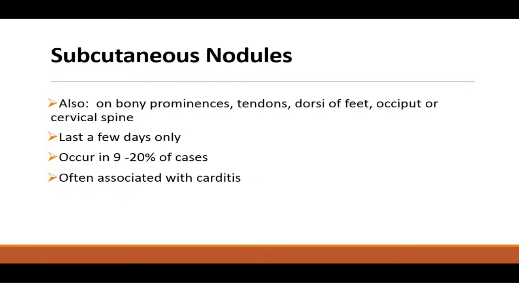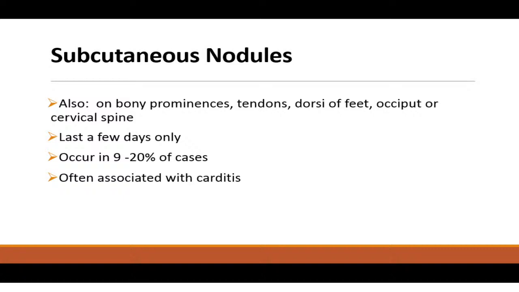Also, they can be on bone prominence, tendons, dorsal feet, occiput or cervical spine sometimes. They can be present for a very short period of time, lasting only a few days. That's why when a patient asks for medical help, there can be nothing already. So they disappear quickly. They occur in 9 to 20% of cases of acute rheumatic fever and are often associated with carditis.